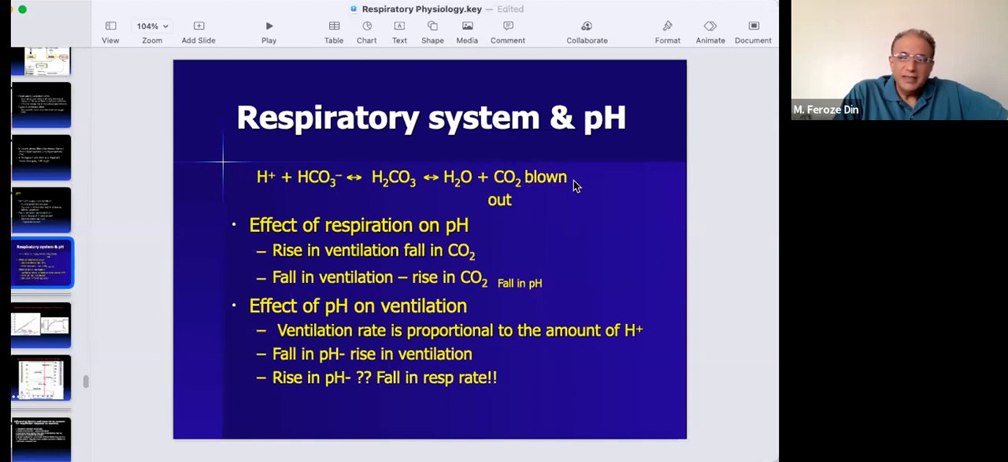This is a very important equation in the body. We cannot live without bicarbonate. We can't, and we certainly can't live without enough carbon dioxide. This is in our blood. So that carbon dioxide plus water gives carbonic acid, which dissociates to bicarbonate and H+. This is constantly in equilibrium. So if carbon dioxide rises, it pushes the equation that way to give you rise in H+, which is a fall in pH. If carbon dioxide is blown out, the opposite effect.